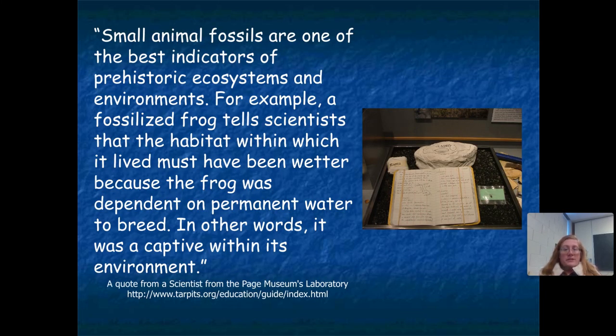Here's a quote about what we can predict from things like frogs. Remember, frogs are amphibians, they have to have water nearby. So that means if we see frogs, the habitat has been wet, because it has to be wet in order to breed. So that tells us a lot about an environment if we can identify whatever that animal is.